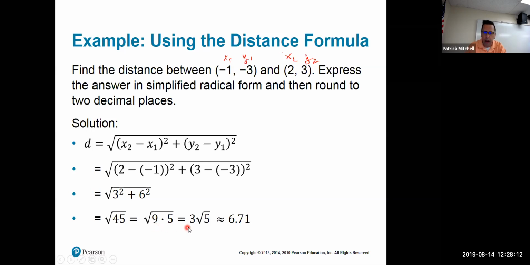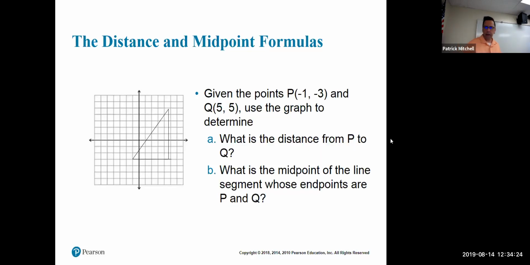The square root of 9 is 3. The square root of 5 is just the square root of 5. So the exact simplified answer for the distance from (-1, -3) to (2, 3) would be 3 times the square root of 5. And the approximate answer that you would get from your calculator is 6.71.